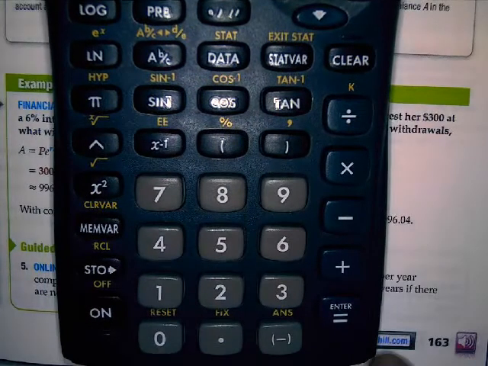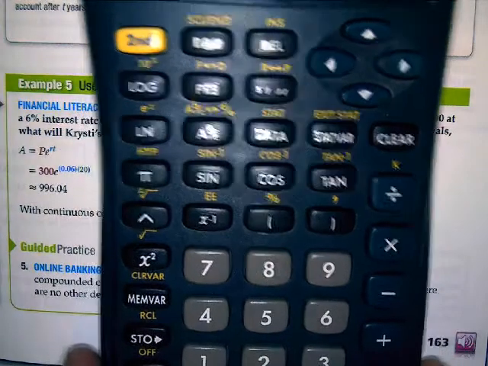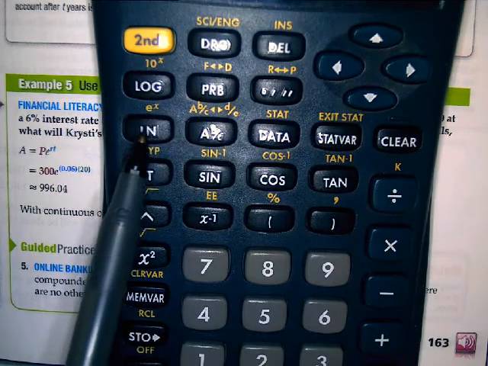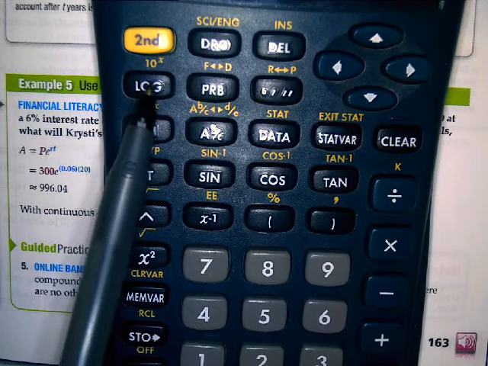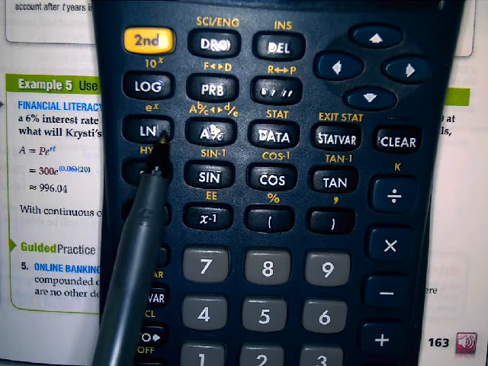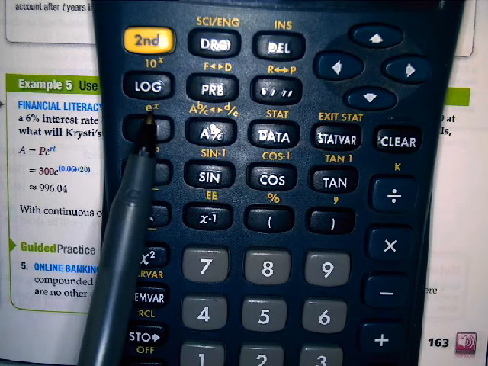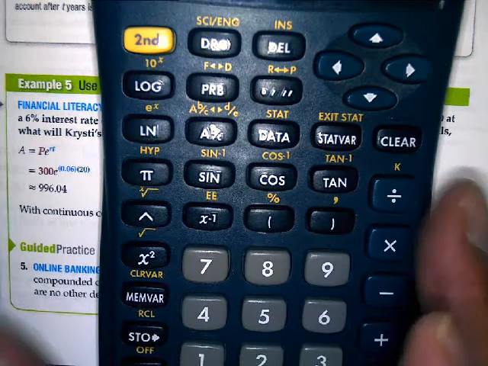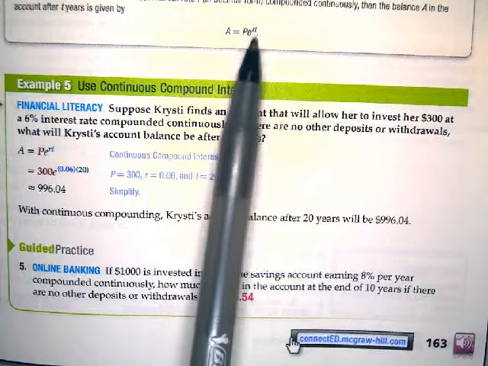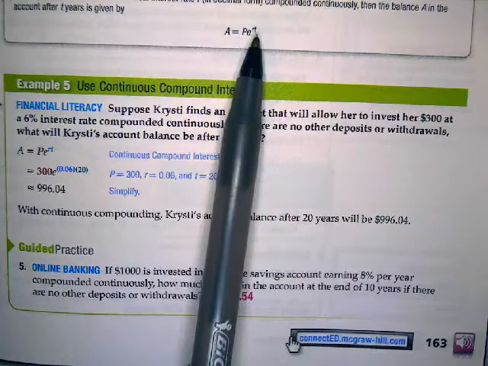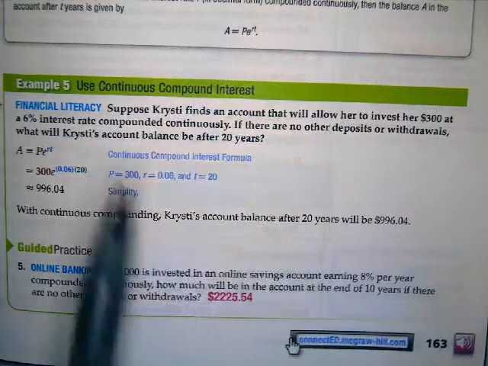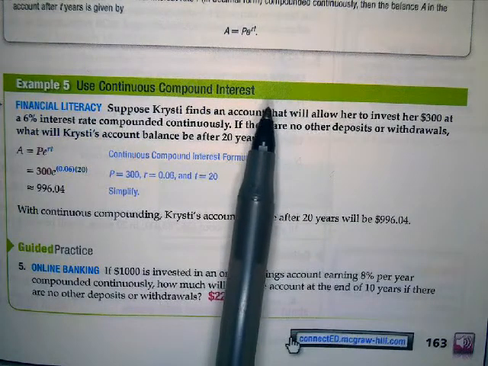e is a value on your calculator. Where is that? Where is the value e? Right here, you guys. See the little letter e? It's usually next to the logarithm button or the natural log, the ln. That's the value of e. e has a specific value, but that's that value there. R is the rate, again in decimal, and T is time.